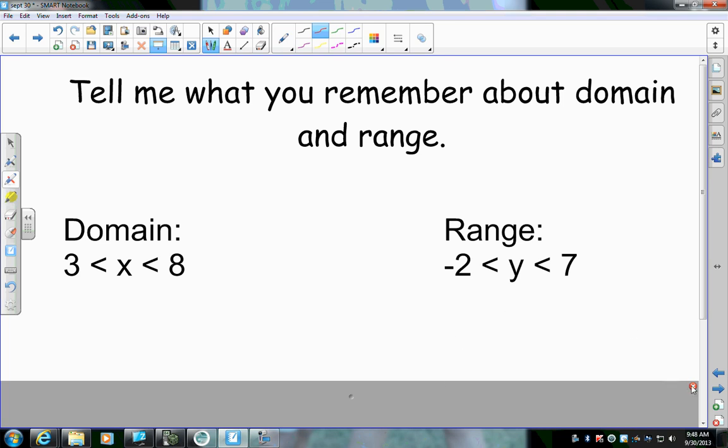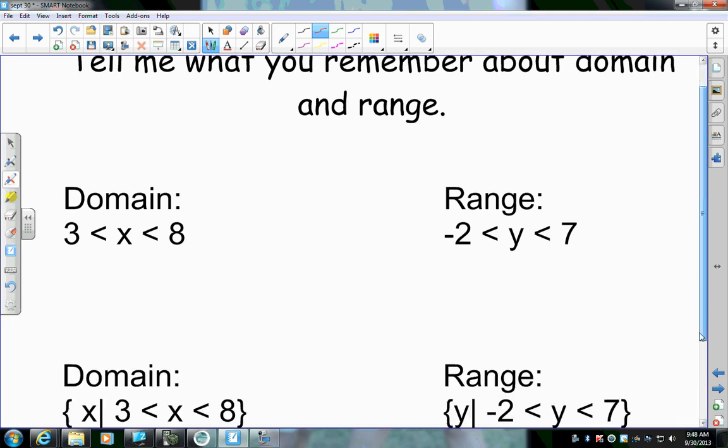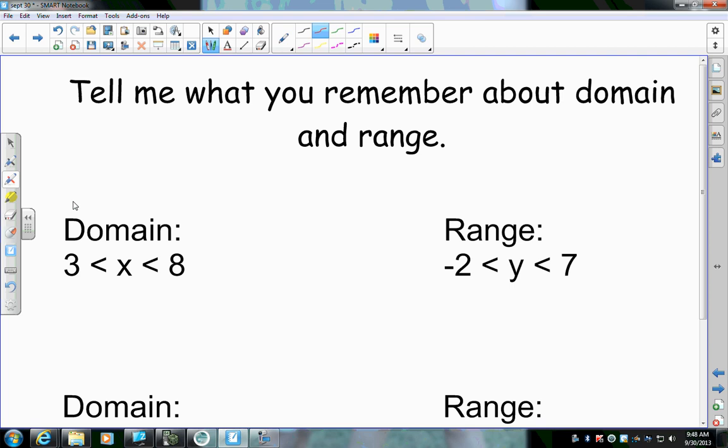So, what does this mean right here? What does domain 3 less than x less than 8 mean? Three is less than x, and x is less than 8, yeah. Cassandra?